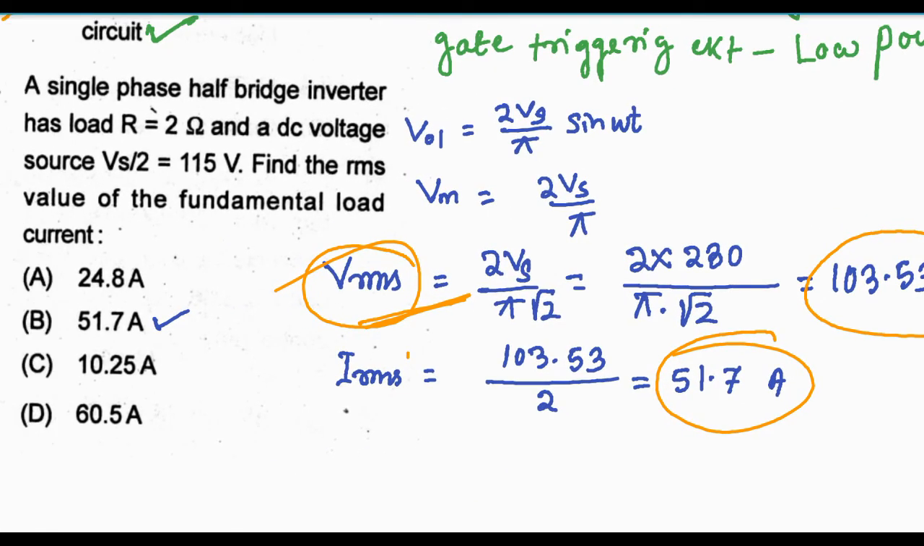And here Vs by 2 is given to be 115, and we have to put here 2 Vs, and Vs will be 2 into Vs by 2, that is 230. So I have put here 230.